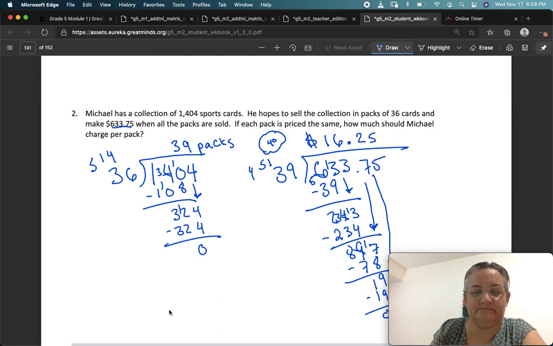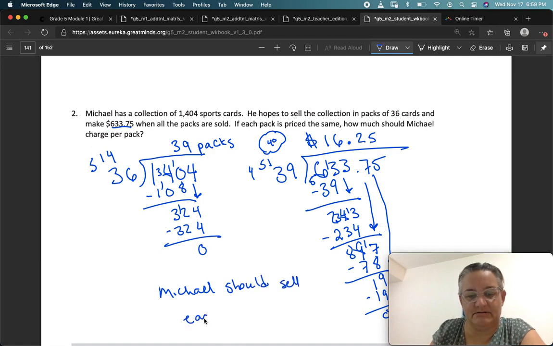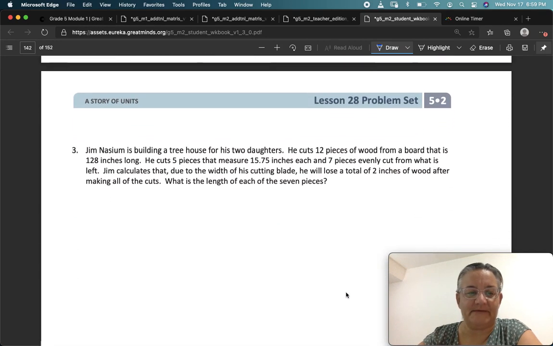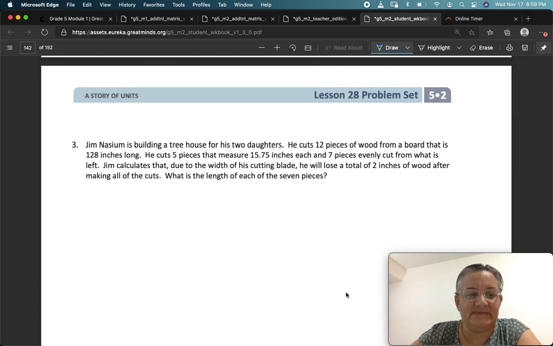$16.25. Michael should sell each pack for $16.25. Okay. Number 3. Gymnasium is building a treehouse for his 2 daughters.